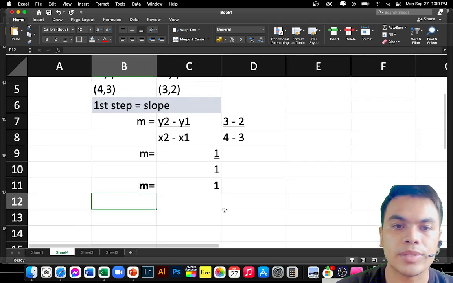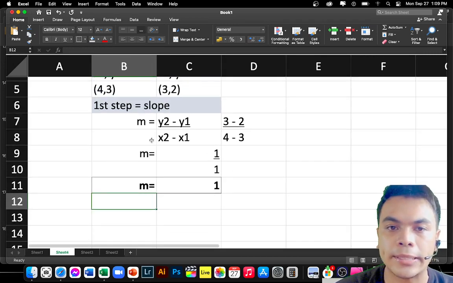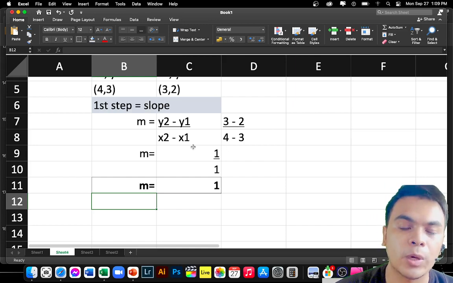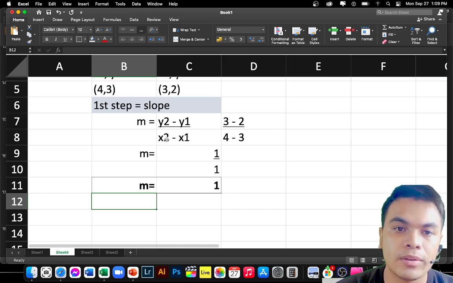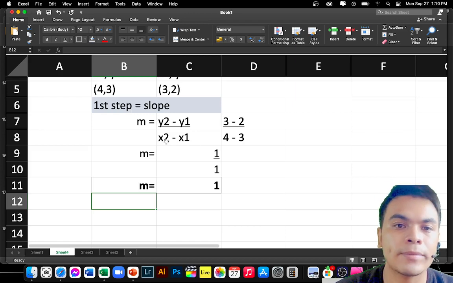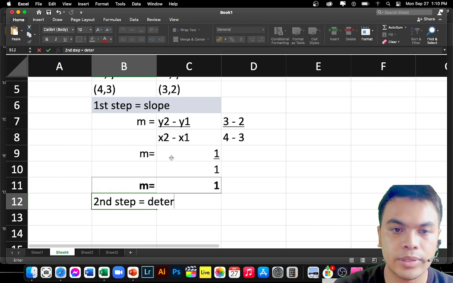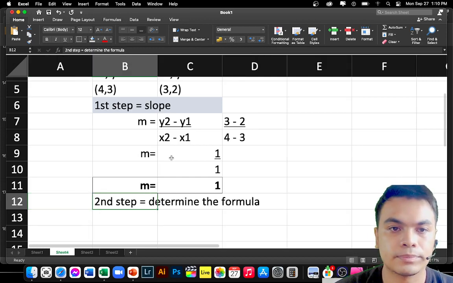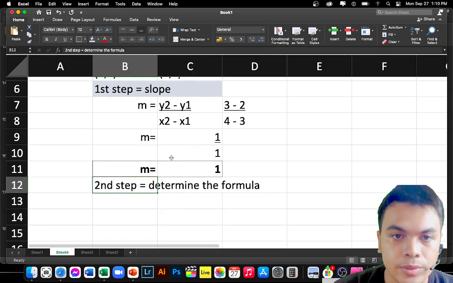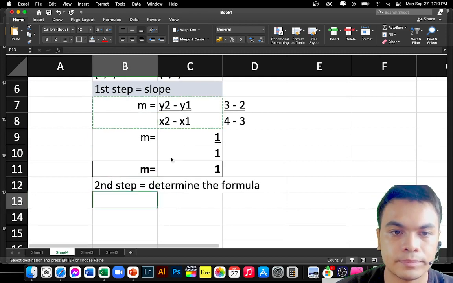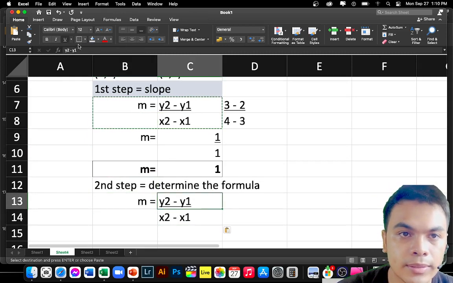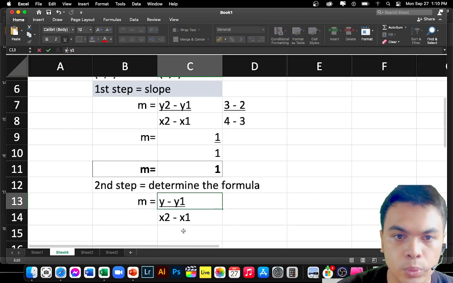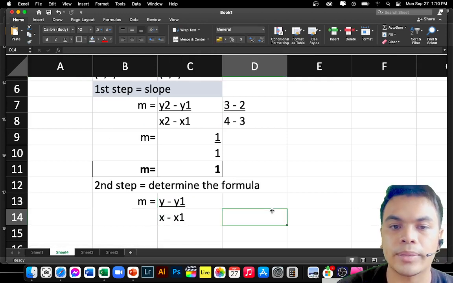Using the same slope formula, m is equal to delta y over delta x. But we are only going to use the first set of coordinates, the y1 and x1. For y2 and x2, we will leave it as y and x. Our second step is to determine the formula using the slope. So, let's copy this one. This is our original formula. We just remove y2, it will remain as y, and x2 will remain as x.